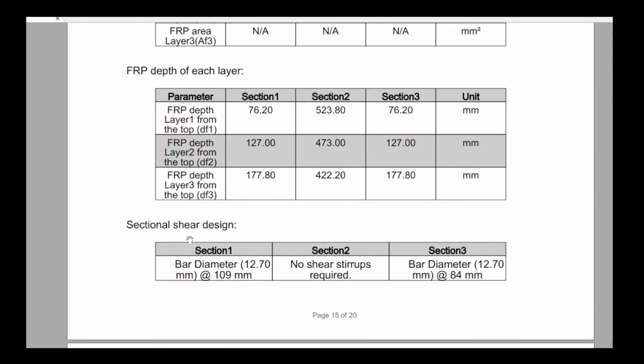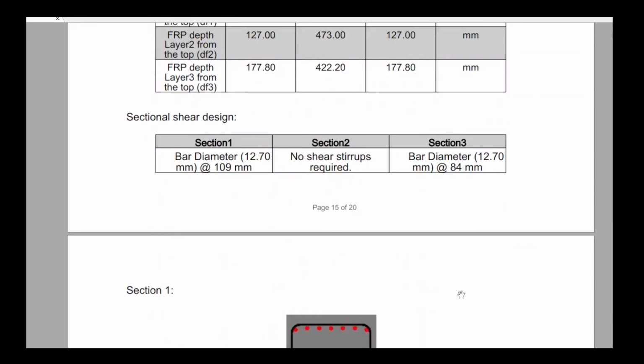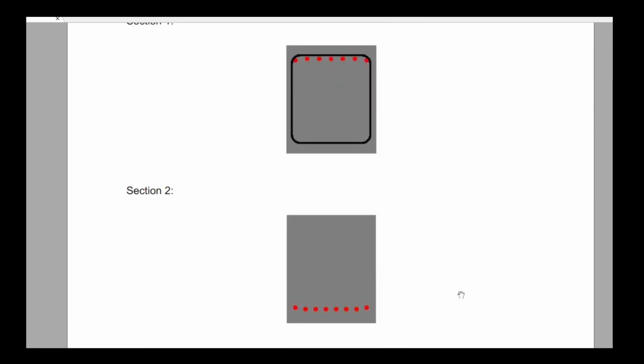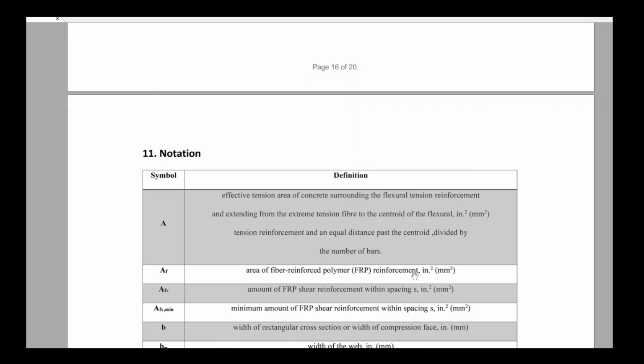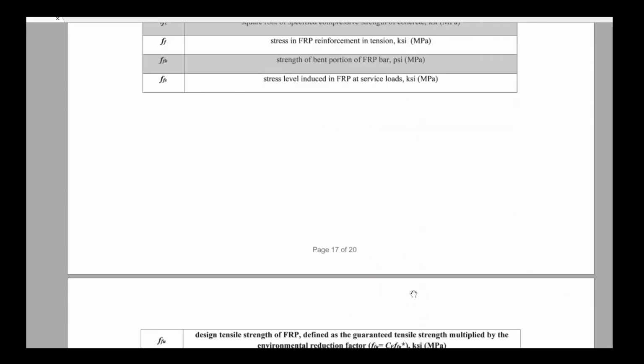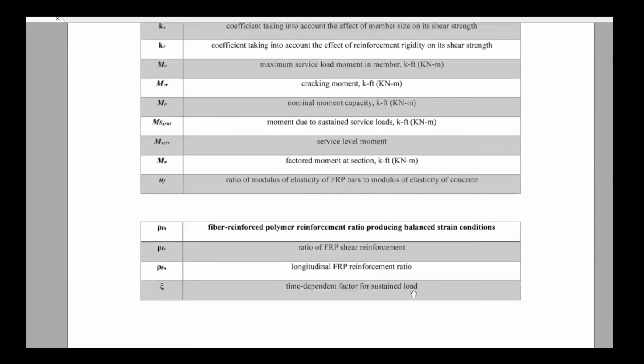And then for the sectional shear design we needed 109 millimeter spacing for section 1, no stirrups in section 2, and section 3 needed 84 millimeters spacing. These are the section 1, section 2, section 3 to scale. Everything is to scale for the stirrups, for the bars, and for the cross section. And then we have the notation. So every property or every parameter that we use in the report will be shown with a definition. The definition will be shown in the notation for all the equations and all the inputs and outputs.